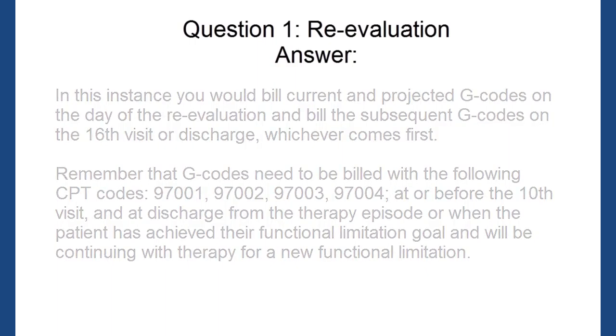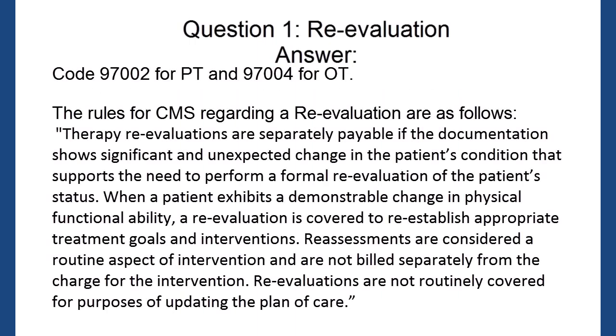But now, since there's such confusion about reevaluations, I want to talk about the reevaluation, 97002 for PT and 97004 for OT. And the rules from CMS regarding reevaluation are as follows. A therapy reevaluation is separately payable if the documentation shows significant and unexpected change in a patient's condition that supports the need to perform a formal reevaluation.